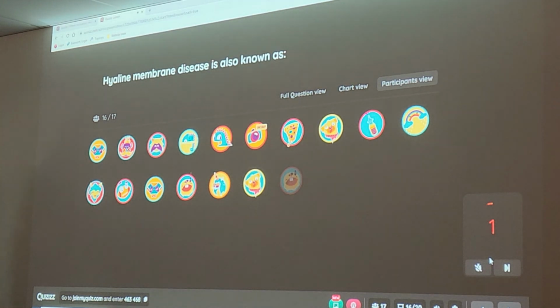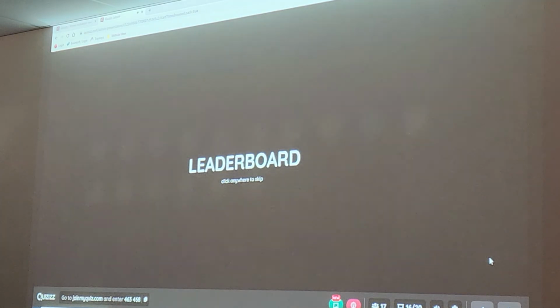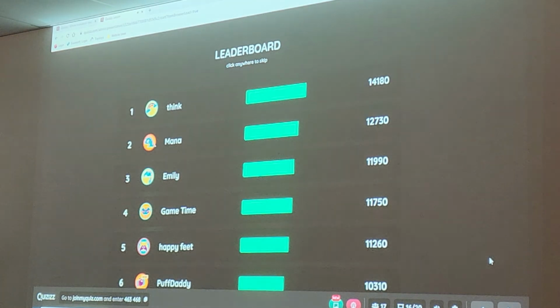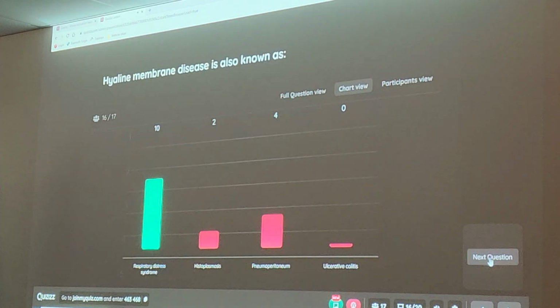All right, very good. So, hyaline membrane disease, also known as infant respiratory distress syndrome, RDS. Respiratory distress syndrome. Does anyone remember what chemical it is that infants are not able to properly produce that leads to hyaline membrane disease? Surfactant. It is surfactant.